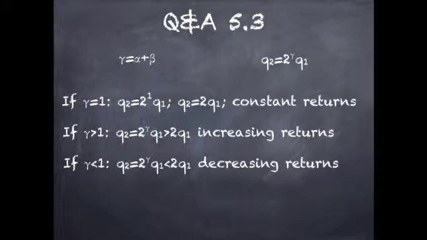So remember that with a Cobb-Douglas production function, if the exponents on labor and capital add up to 1, you have constant returns to scale. If you add the two exponents together on labor and capital and it is greater than 1, you have increasing returns to scale. And if you add the exponents on labor and capital and it is less than 1, we will have decreasing returns to scale.